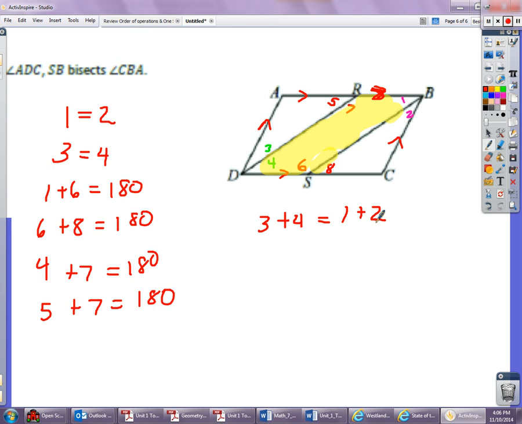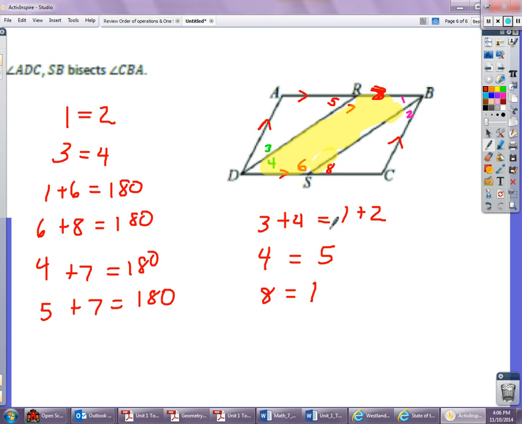I can also say that 4 and 5 are alternate interior angles because those lines are parallel. So 4 is equal to 5. And I also know that 8 and 1 are going to be congruent. Okay? Well, somehow I need either 6 and 4 or 1 and 7 to equal 180. So I want to start messing with 4 and 6 a little bit. So let's see. I see a 6 right here. I see an 8. Is there any relationship between 4 and 8? And I don't see one.